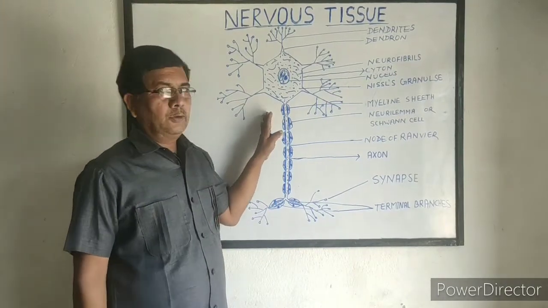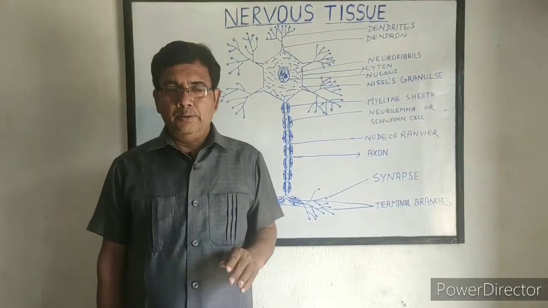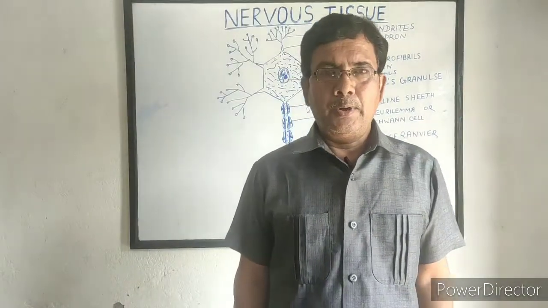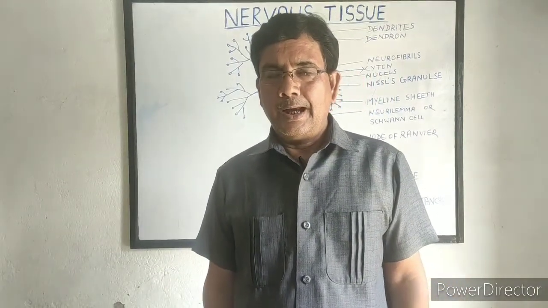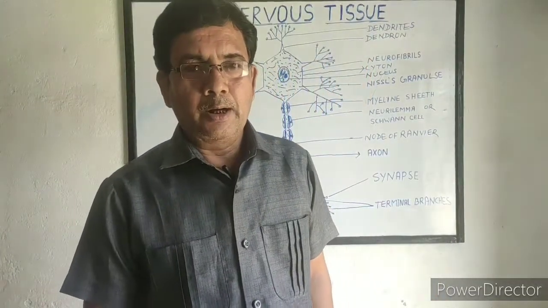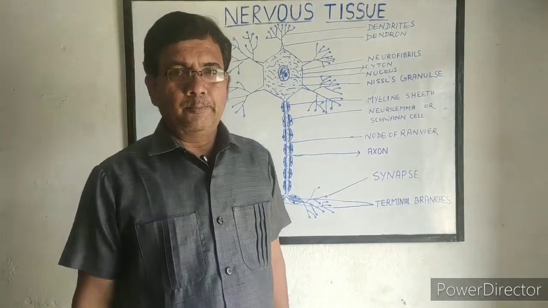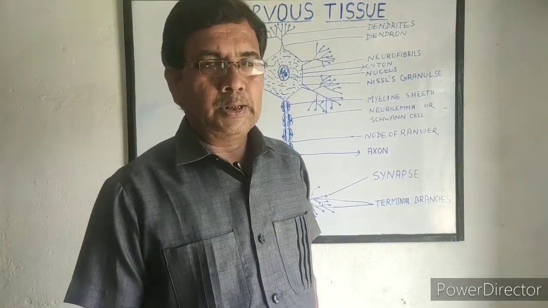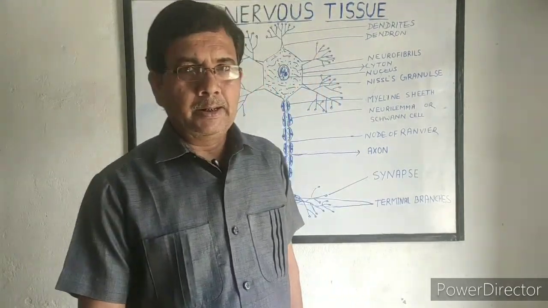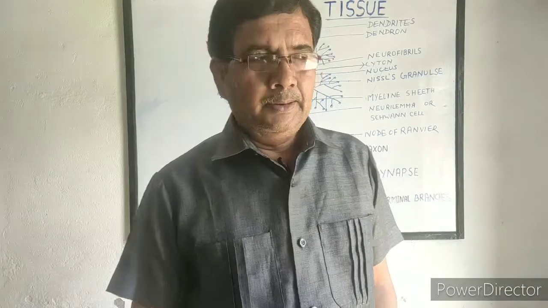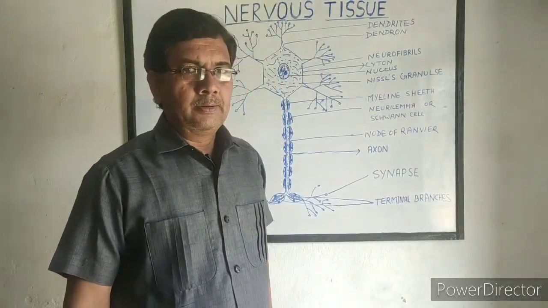Basically, nervous tissue is made up of only neurons, but there is one other cell also which forms packaging around the neurons, which is called neuroglia. Neuroglia cells are found in the brain and the spinal cord, forming packaging around the neurons. Some neuroglia are also present outside the brain, in the form of ganglion.